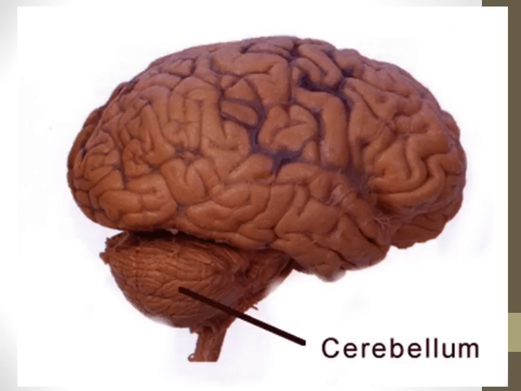Okay, and the cerebellum you can see here. Okay, here's the brainstem. The cerebellum looks like the little brain hanging off in the back. This is the back portion of the brain. So the cerebellum's in the back. Here's the front.